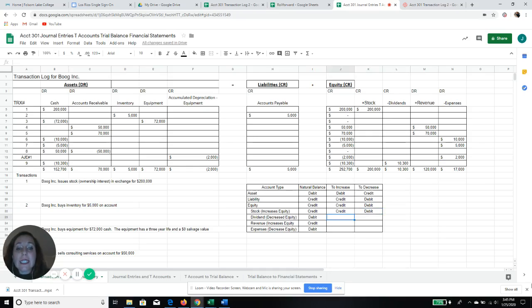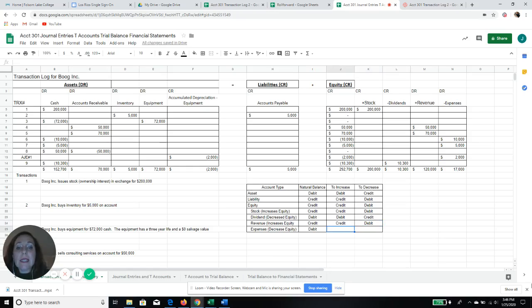Dividends decrease equity, so they have the opposite natural balance, or a debit balance. If we want to increase dividends, we debit the account. If we want to decrease dividends, we credit the account. Revenue increases equity and has the same natural balance as equity, a credit. So if we want to increase revenue, we credit the account. And if we want to decrease revenue, we debit the account.